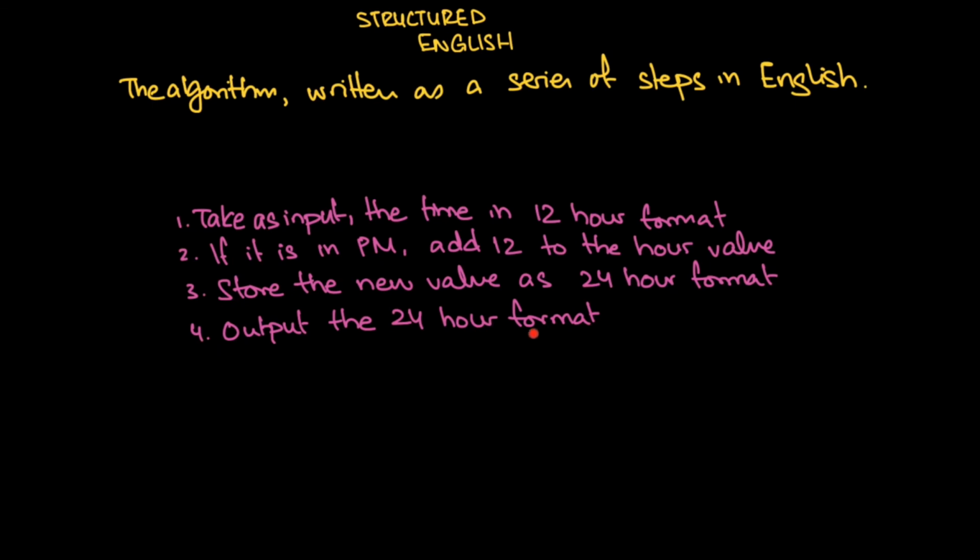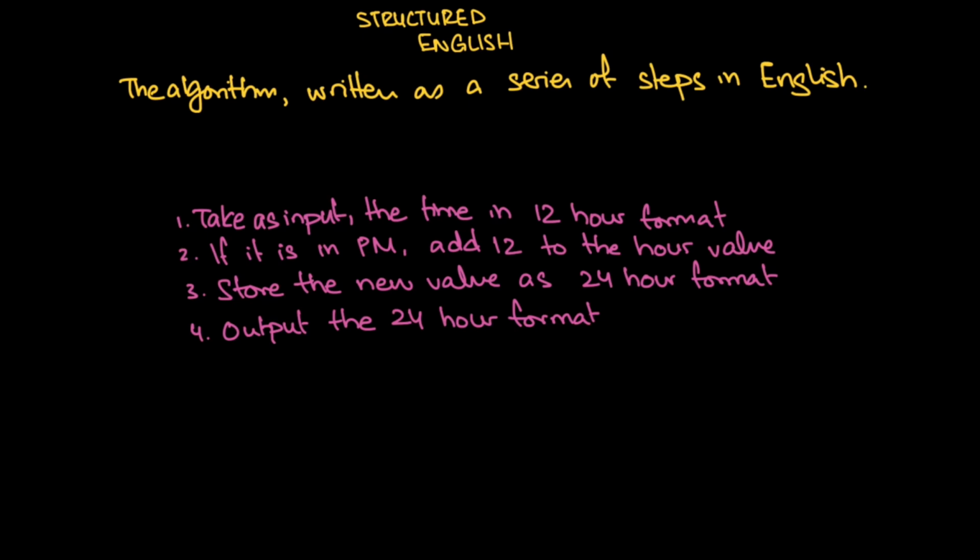And the final statement is output the 24-hour format. So here I very explicitly stated the variable that you just saved, the new 24-hour format time: show that to the user, output it to the user, right? So this is a very crude, very quick example. It's a pretty simple program, nothing much to it.